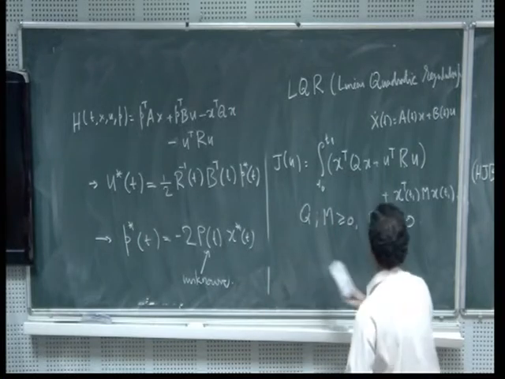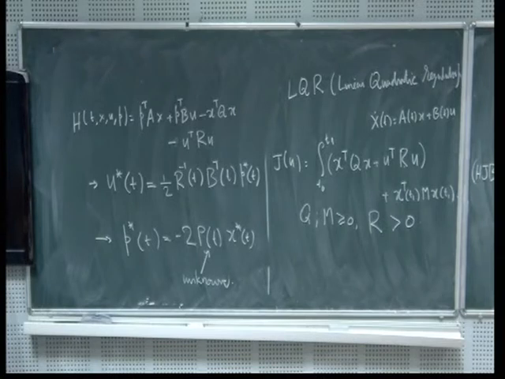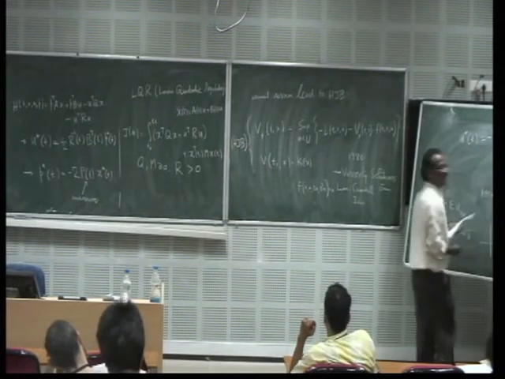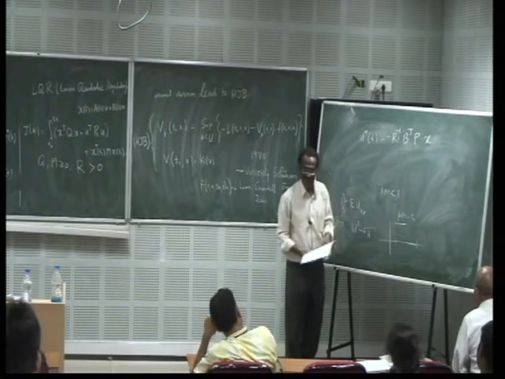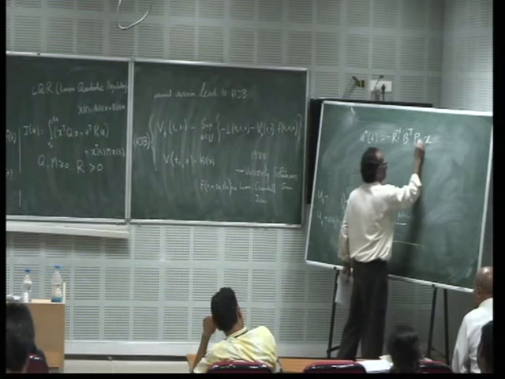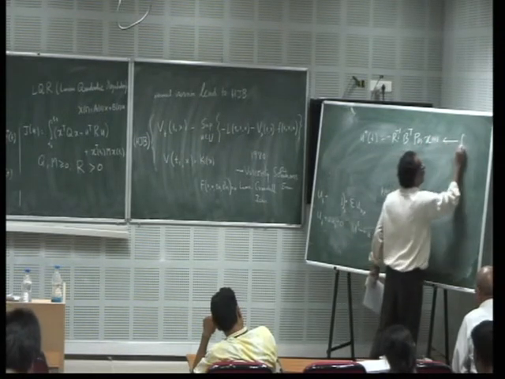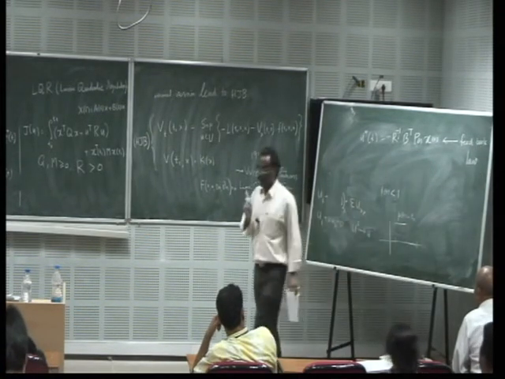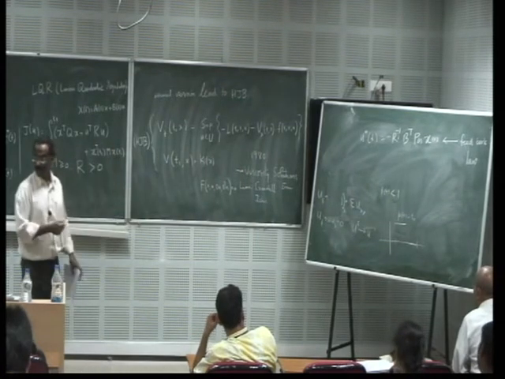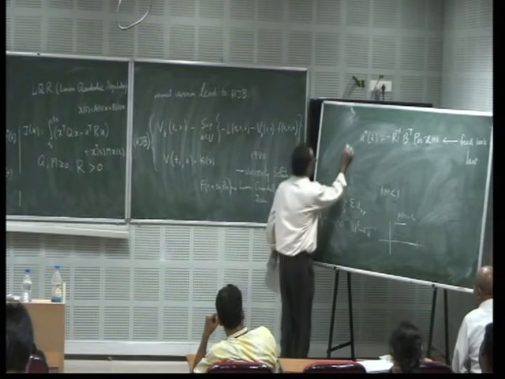Okay, with that you can do a little more. You can rewrite your control. Just two lines, and I will stop. You can write your u star of t as minus R inverse B transpose P x. You see, what does this give you? This gives you an immediate feedback law that engineers are looking for all the time. The moment you know P, you have the feedback law. And the feedback law is a linear relation. It's a very nice linear relation.